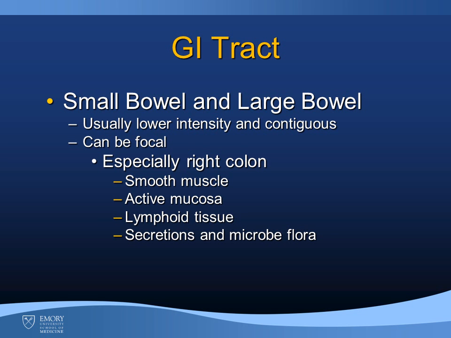Small and large bowel also may have low-level activity, which is contiguous and looks like bowel, but it can be more focal, especially in the right colon, due to a combination of smooth muscle, active mucosa, lymphoid tissue, secretions, and microbial flora.